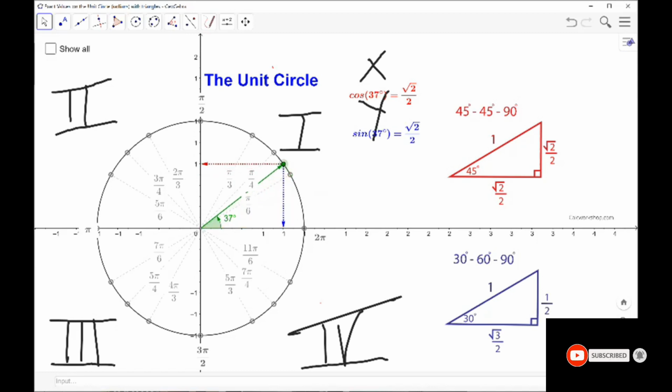Continue to work our way around. We're at a 45-degree angle, and that corresponds to the 45-45-90 triangle. So the sine and cosine of 45 will be square root of 2 over 2.